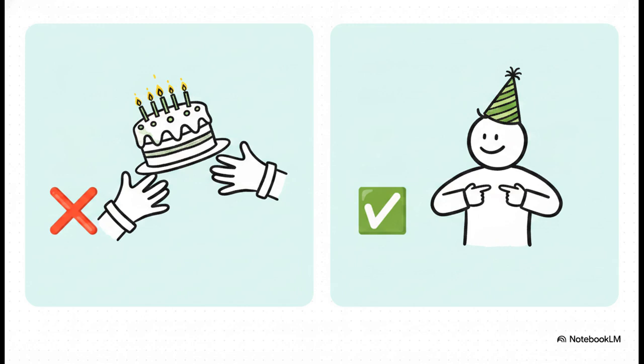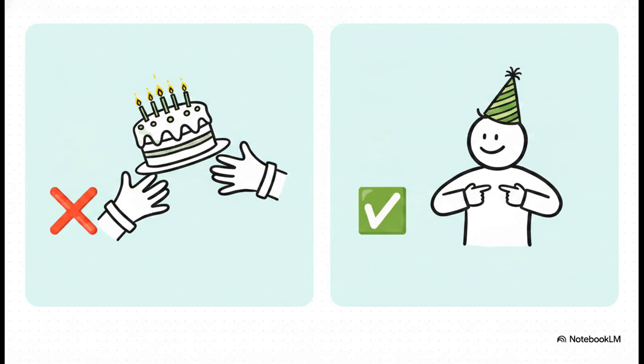A lot of languages use a structure where you actually possess your age, right? So translating it directly feels incredibly natural. Learners will often say, "I have 25 years." But in English, you don't possess your age, you are your age. So the correct phrasing is, "I am 25 years old."